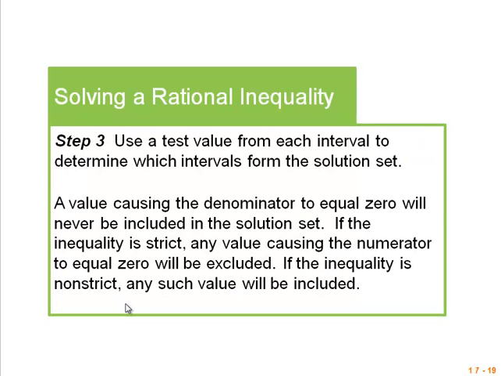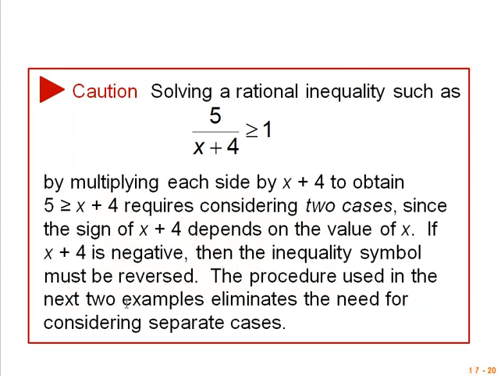Step 3 is you then plot those numbers on a number line and use some test values in each interval to see where it works, where it's less than 0, where it's greater than 0, and those types of things. So a caution we have to worry about with these is a lot of students would look at this and their first instinct would be, oh, I got to get rid of fractions, right? So I'm going to multiply both sides by x plus 4, so I can get rid of this fraction. But what's the problem with that? Why can't we multiply both sides by x plus 4?